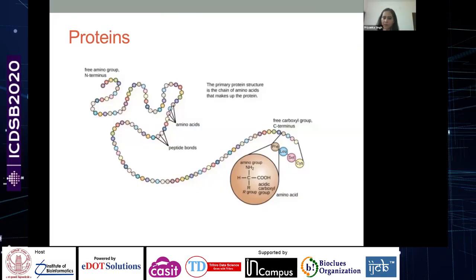So there are positively charged amino acids, negatively charged amino acids, polar amino acids, non-polar amino acids, aromatic amino acids. The property of an amino acid is defined by this R group, and that plays a very important role in the folding of these proteins, the way they behave in the physiological environment, and the way they interact with their binding partners.